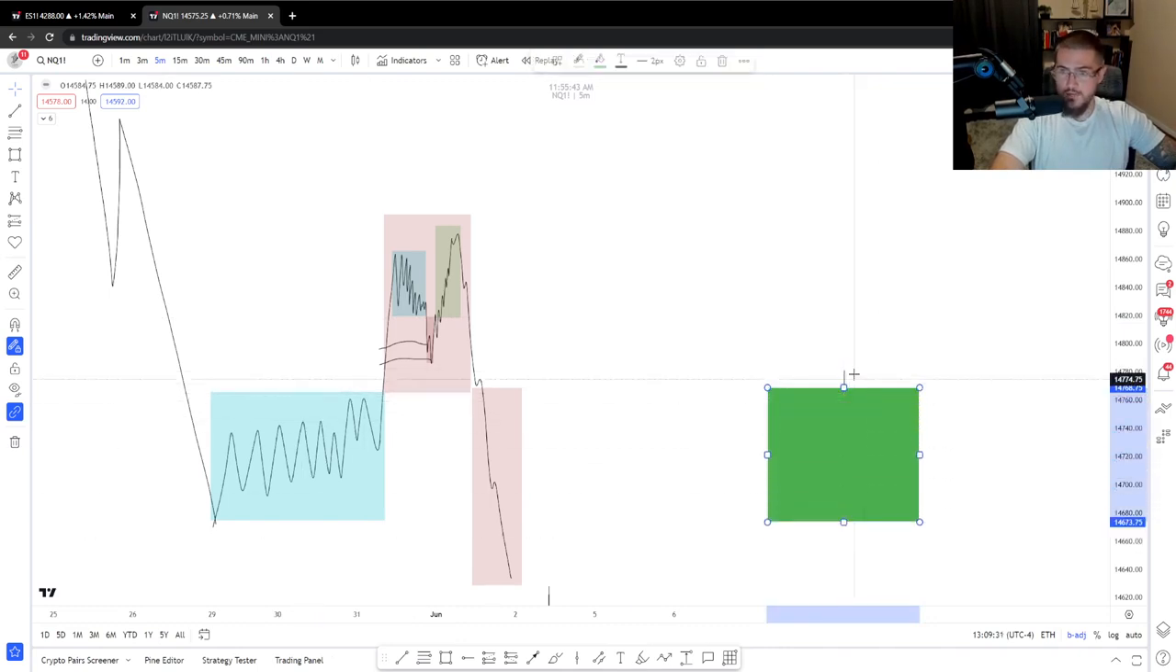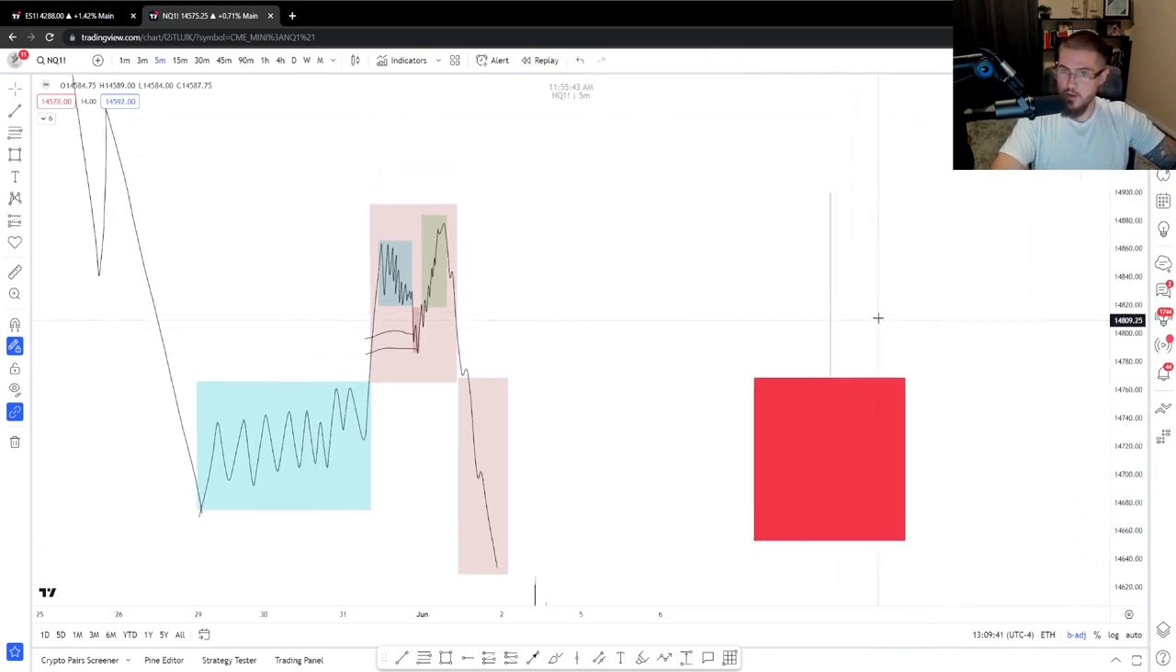So let's say you do have a big bodied candle to the downside, right? I'm sorry, I'll draw this red to not confuse. Let's say you have a big bodied candle to the downside. Well, a lot of times if you look on charts, weekly candles that are very bearish, there's going to be a wick, right? Sometimes it's large, sometimes it's not.